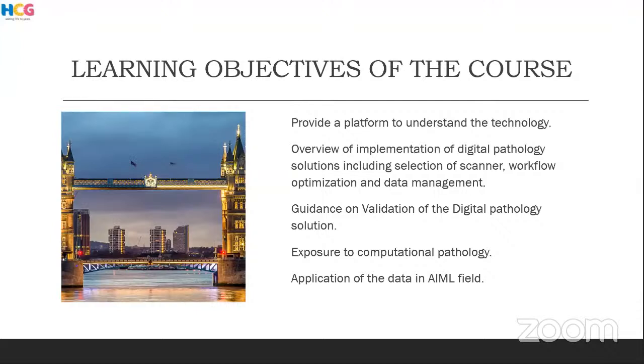And then we are also planning to provide exposure to computational pathology, that is, the integration of digital pathology data, the digital images, with artificial intelligence and machine learning algorithms. So we are trying to bridge the gap that exists between pathology and the data scientist. This concept actually came to our mind when we ourselves started working on AI/ML projects. We started realizing that there is a huge gap between what is expected by the data scientist and what is actually interpreted by the pathologist.